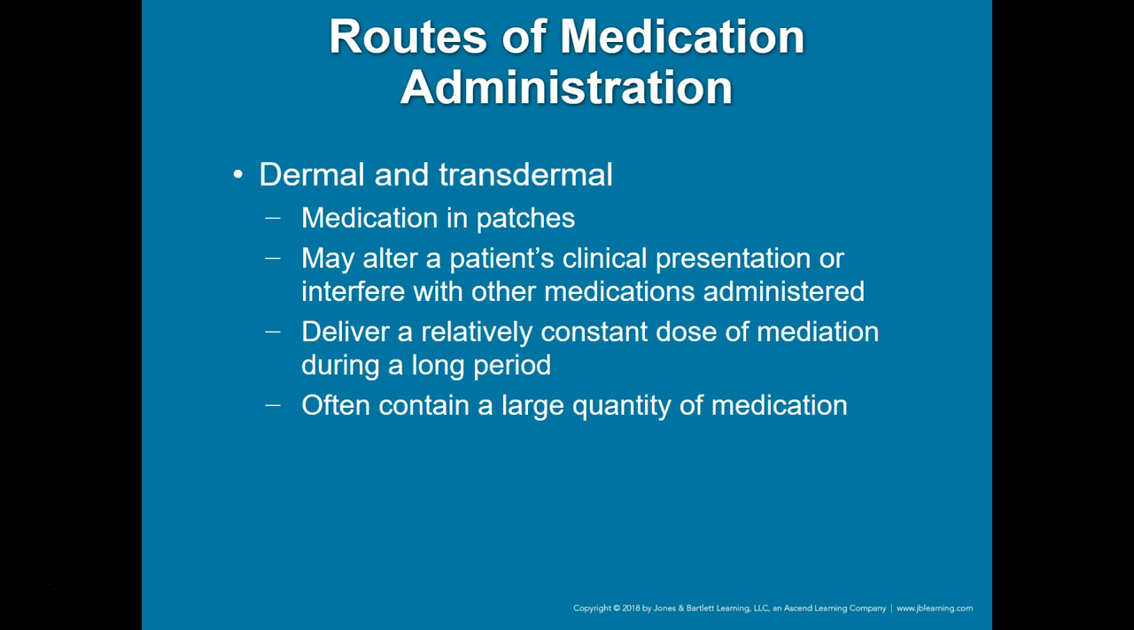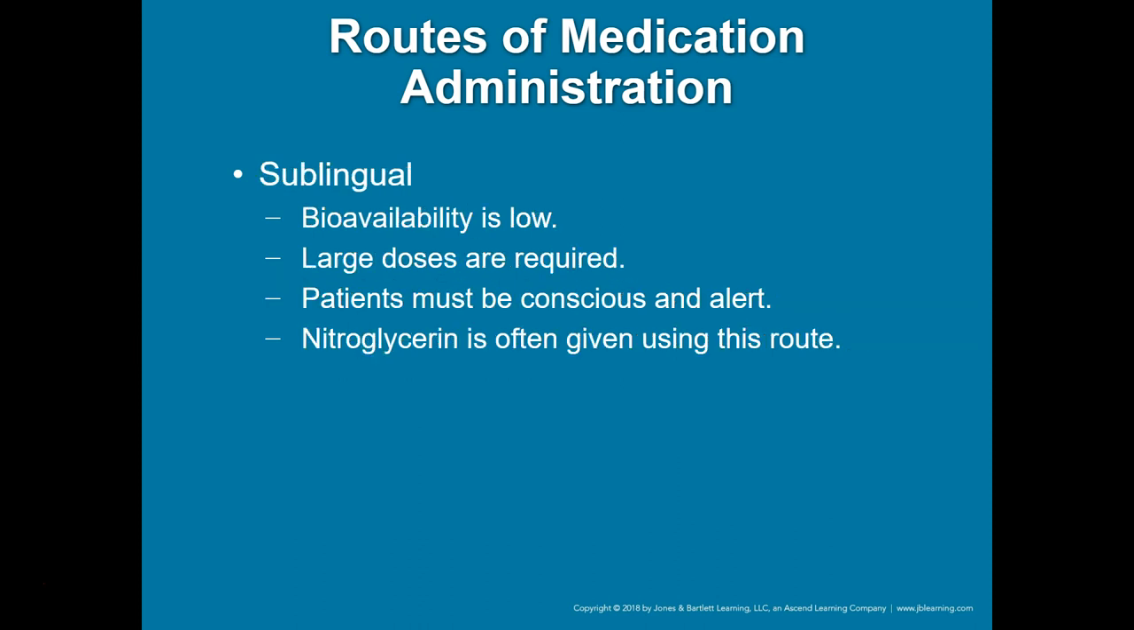Dermal and transdermal, so you've got a patch, fentanyl patch, nicotine patch, nitroglycerin, whatever the patch might be. It's just absorbed in slowly through the skin. It delivers a relatively constant dose of the medication during a long period. Usually those are rated, say for fentanyl, 50 micrograms per hour over 8 hours. So that's how that works. Something that can change how quickly that is absorbed into the body is sweat, and how open those pores are can change some of that too.